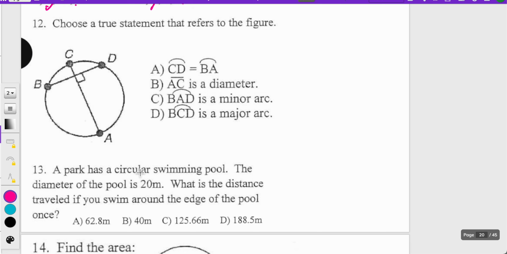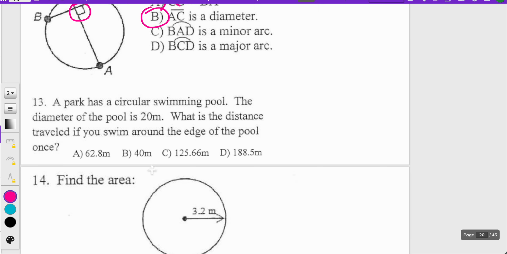12, choose a statement that is referring to the figure. Is CD equal to BA? Well, CD and BA are not on the same side, so it can't be A. AC is a diameter. Possibly could be true because it's being bisected by this 90-degree angle. BAD is a minor arc. Nope, that's a major arc, and then BCD is a minor arc, so it has to be letter B.